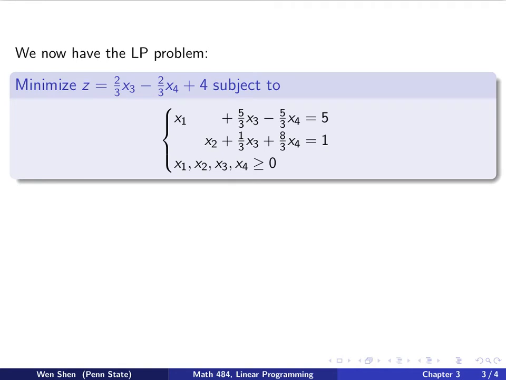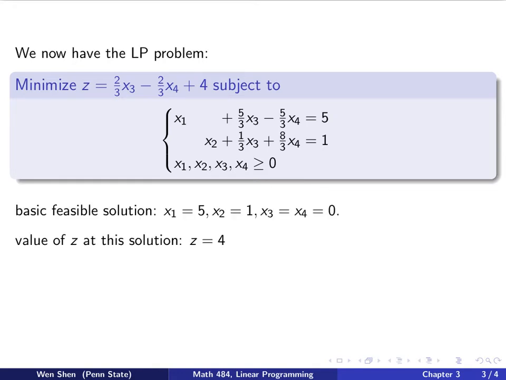Okay, now we can summarize. The linear programming problem now can be written as follows. Minimize some quantity z, which is expressed as a function of non-basic variables plus a number, and subject to the constraints, which here are written all in canonical form. x1 and x2 are the two basic variables.